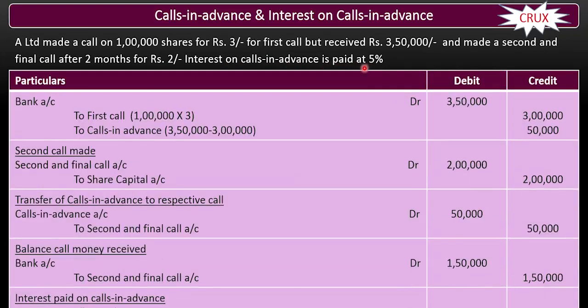Now let's look at the journal entries. First of all, we have to pass the receipt entry. Whenever we receive money from the shareholders, our bank balance will increase. Therefore, if an asset increases, we have to debit. So, debit bank account.